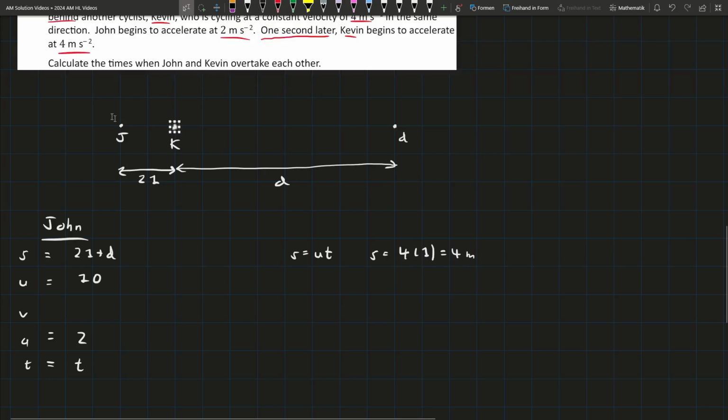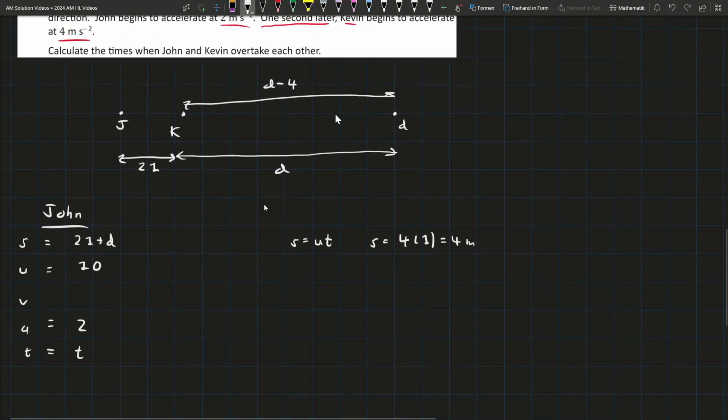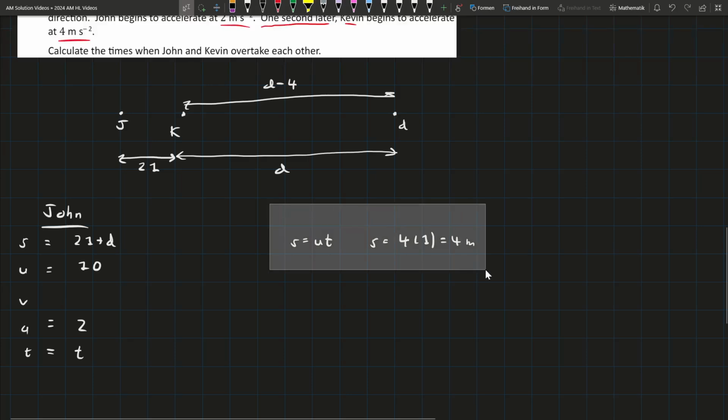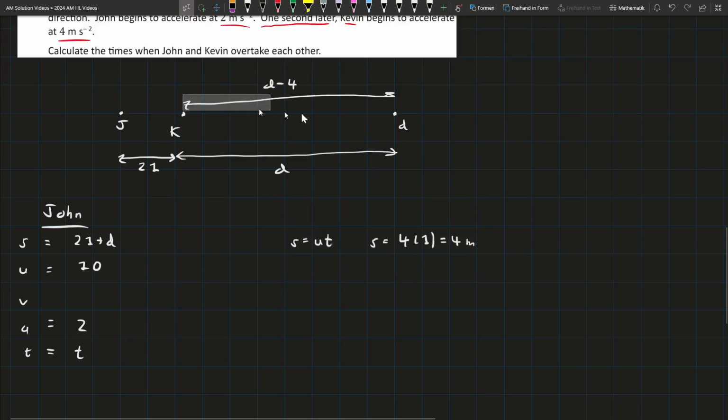So what happens in the first second, let's just ignore John for a second. Kevin moves 4 meters closer to this point d. So now, instead of having to travel d meters, now he needs to travel d minus 4 meters, okay? And because 1 second has already passed, instead of him traveling the distance d in t seconds, we're calling it t seconds because we don't know how long it's going to take, since he's already spent a second traveling, the time that he has to travel the rest of the journey is t minus 1 seconds, okay?